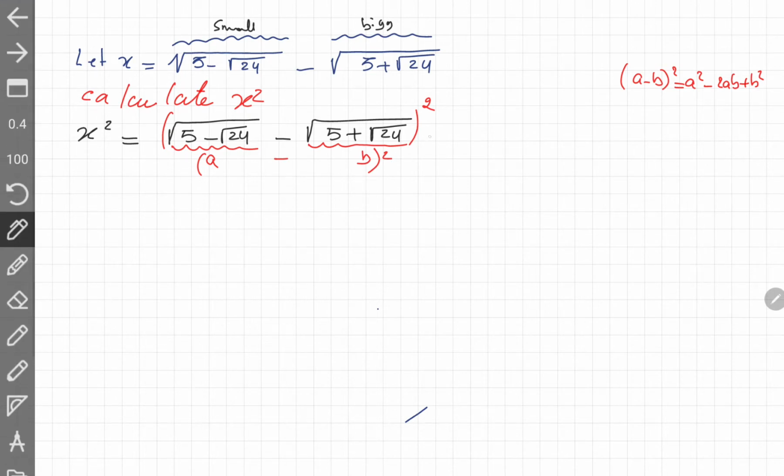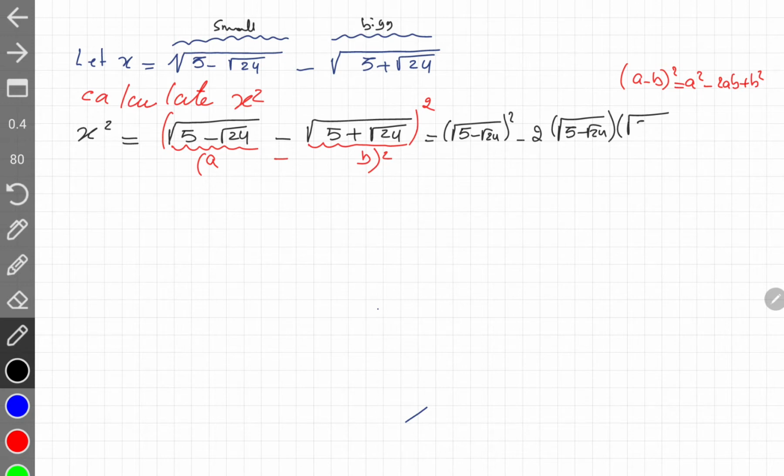So the answer is a squared minus 2ab plus b squared. The square is above the radical, so we cancel the square and the radical. The square is above the radical, same reason. X squared is equal to 5 minus radical 24 minus 2.